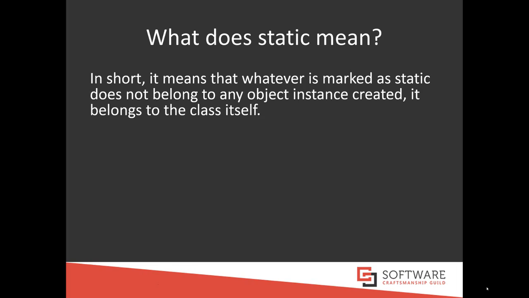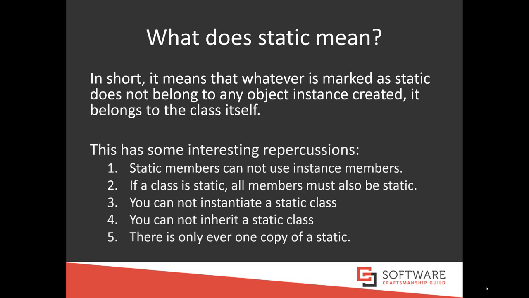Console.WriteLine. We've never had to create a new console. We can just use the WriteLine method. That is because it's static. Marking something as static has some interesting repercussions. Static members can't use instance members. I'm going to show you some examples of this in a moment.